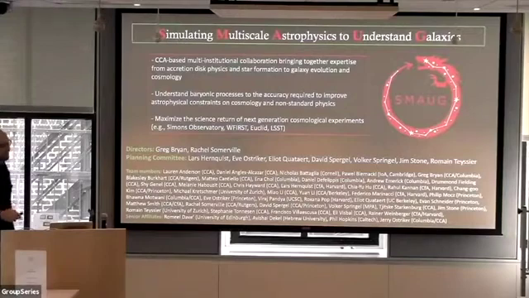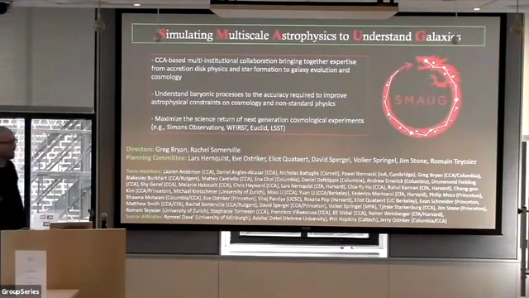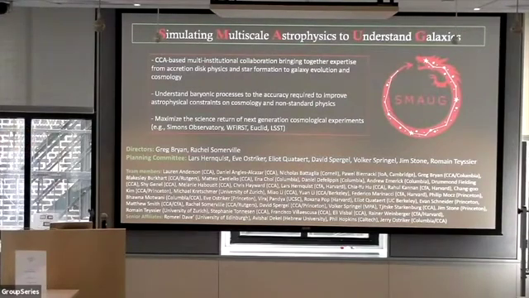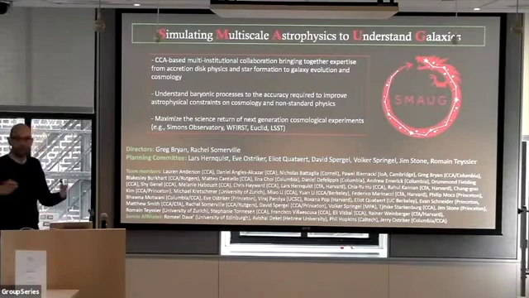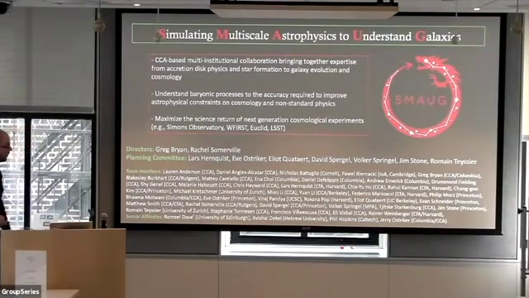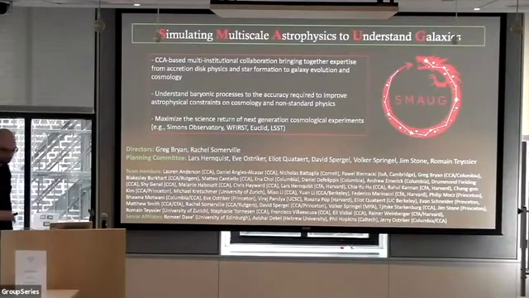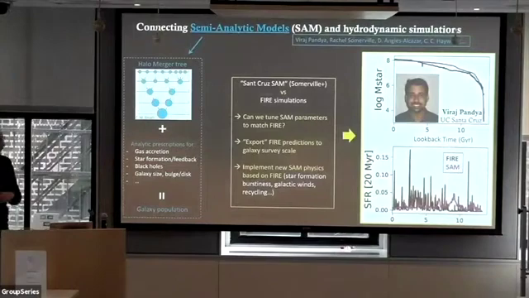So the SMAUG collaboration is a giant group of people led by Rachel and Greg here at the CCA, and then involving many of you, as you know. So the goal is to combine the expertise from a wide range of topics, from accretion disks to star formation to galaxies and cosmology, in order to improve our understanding of baryonic physics and maximize the science return of the next generation of cosmological experiments. So there is obviously a lot going on in SMAUG.